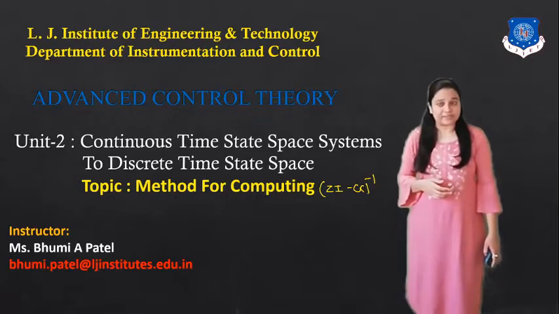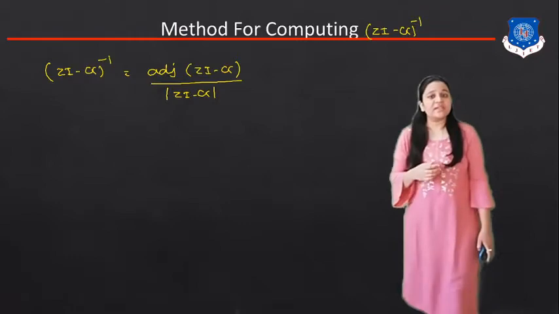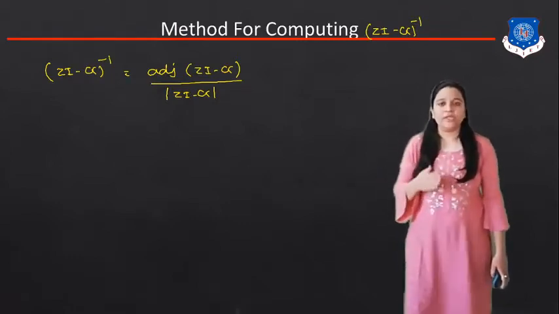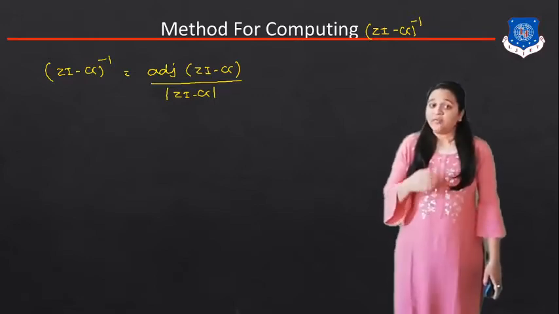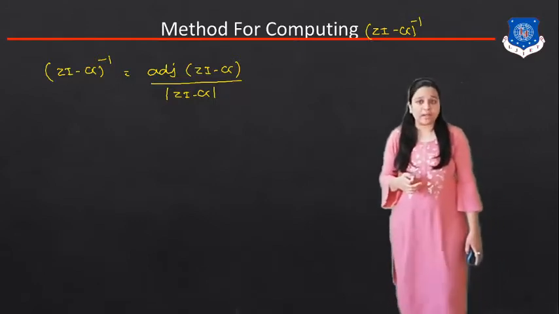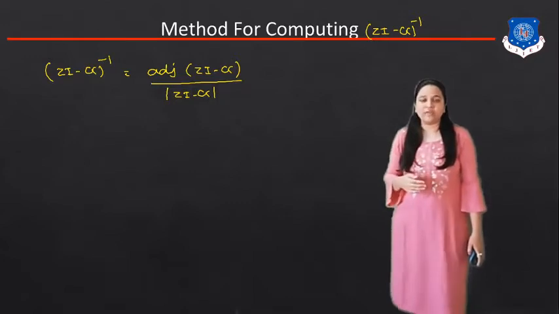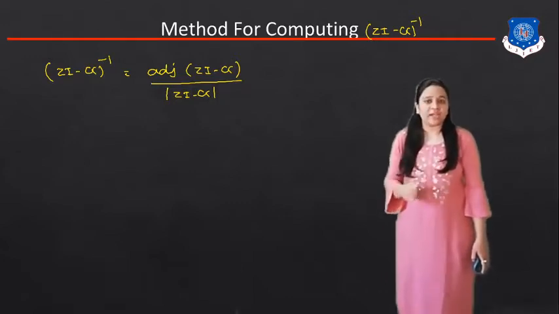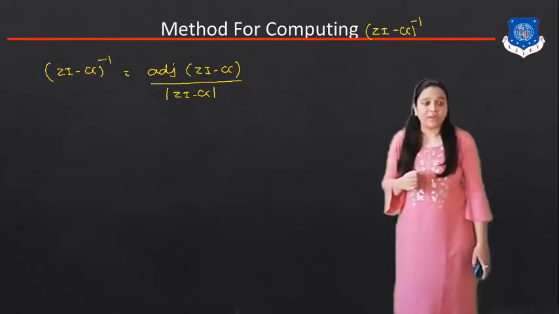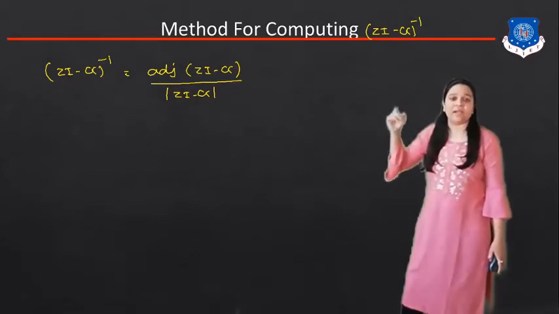space analysis. As you know, in the continuous time system, the state equation is x dot equal to Ax plus Bu with respect to time. When we deal with the discretization system, the system equation becomes x of k plus 1 equal to G x of k plus H u of k, where k is our sample and T is our sampling period. So today's topic is the method for computing (zI minus G) inverse.